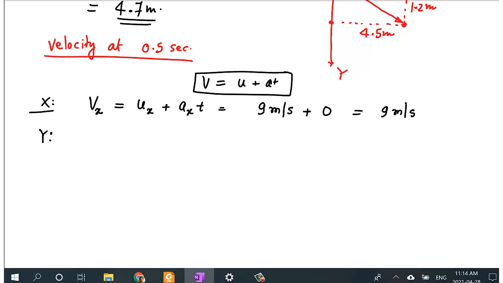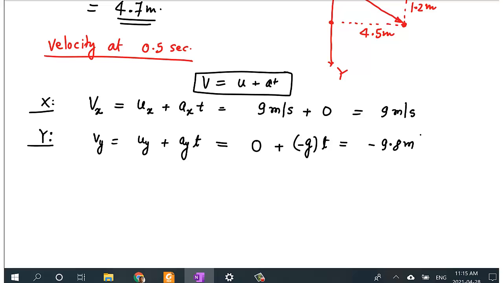Now we can write the equation in the y direction. We can write vy equals uy plus acceleration in the y direction times t. The initial velocity in the y direction is 0 and the acceleration in the y direction is minus g, and time in this case is given, that is 0.5 seconds. So this will be minus 9.8 meter per second square times 0.5 second. So this will give you 4.9 meter per second.